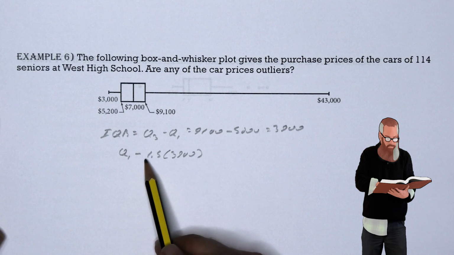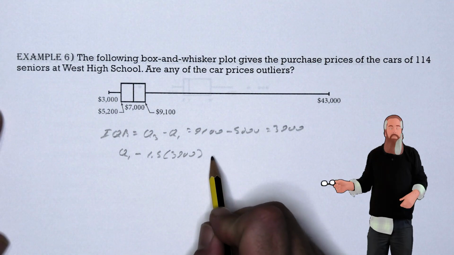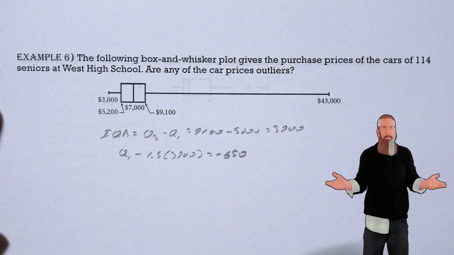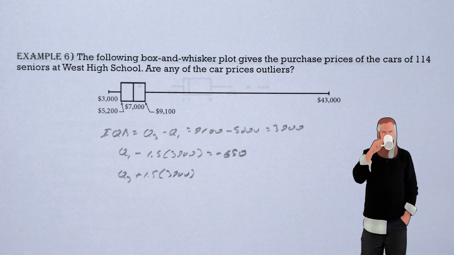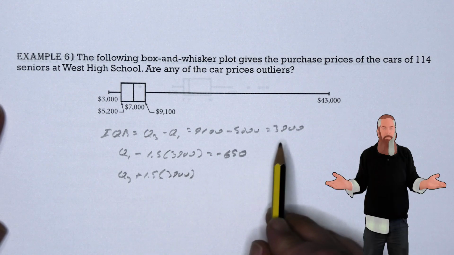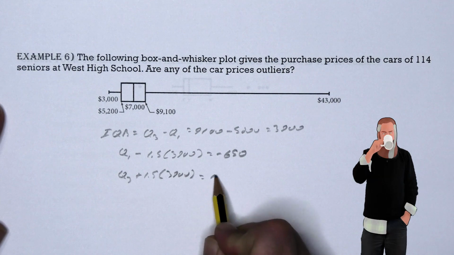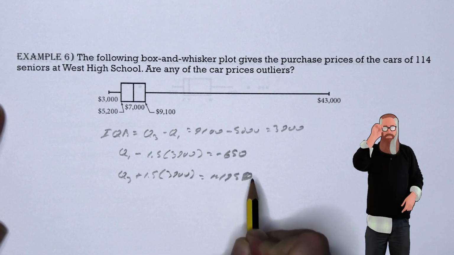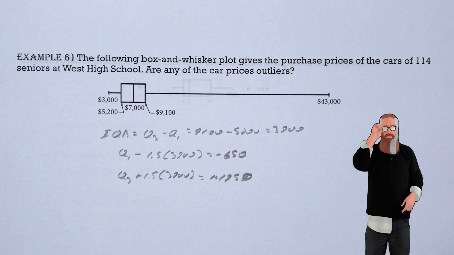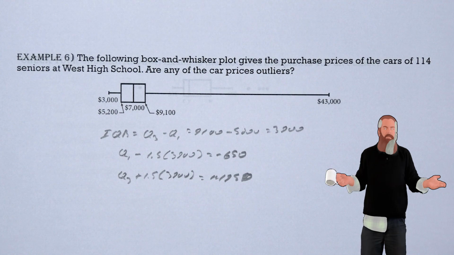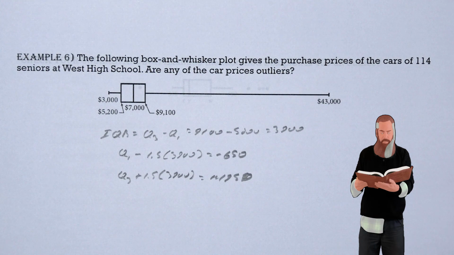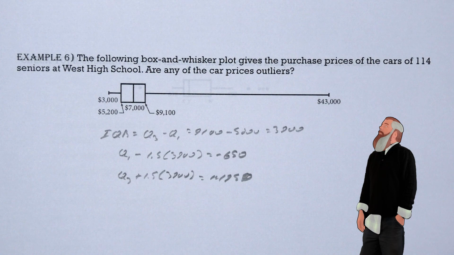So the first quartile minus 1.5 times 3,900 will give us a negative 650. And I doubt anybody was given $650 to take a car. To find the upper outliers, we're going to take the third quartile, add 1.5 times the interquartile range of 3,900 to get 14,950. There is at least one upper outlier, the higher price of $43,000. From the box plot, we cannot tell if there are any other outliers because the box plot does not give all the original data. Box plots are drawn to scale, so the long whisker on the right means that there could be more.